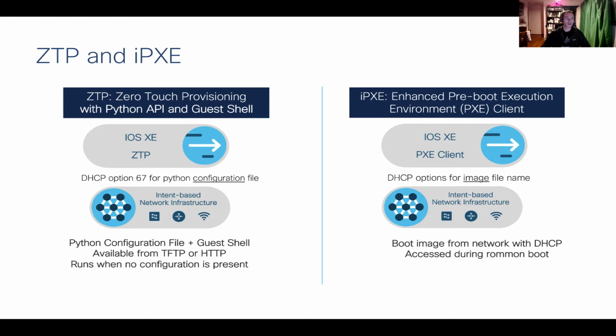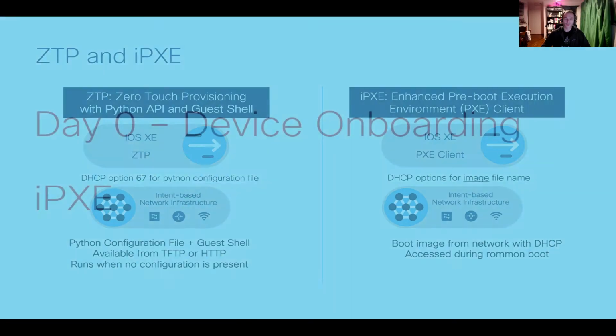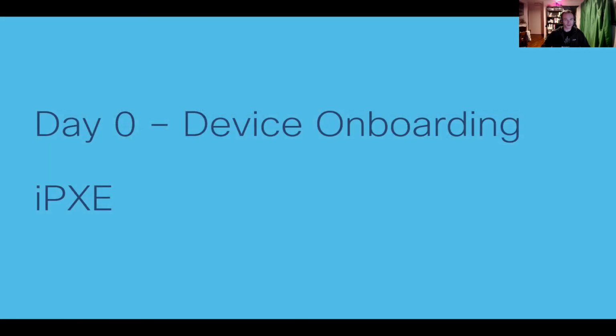So just some comparison between ZTP and iPXE. Specifically, ZTP is quite a flexible solution when it's coupled with the guest shell and the Python API. Again, that's not the focus today, as we're just looking at iPXE. iPXE really is just used for loading the device image file over the network, whereas ZTP is much more flexible because we can load the image as well as manage the configuration directly. So that's just the overview of the various solutions for day zero.